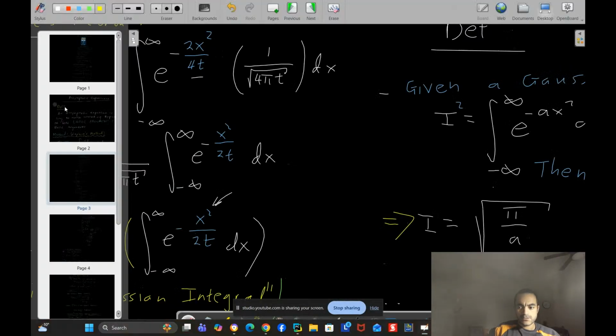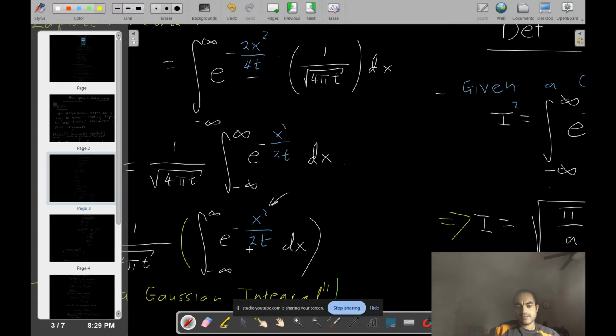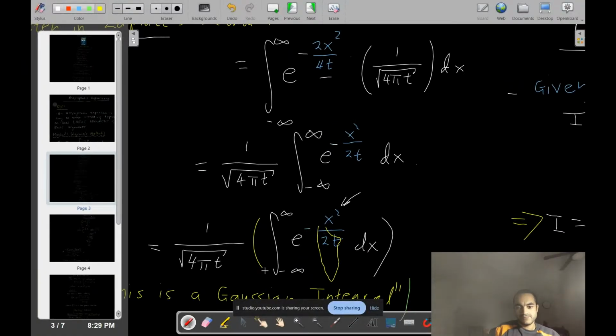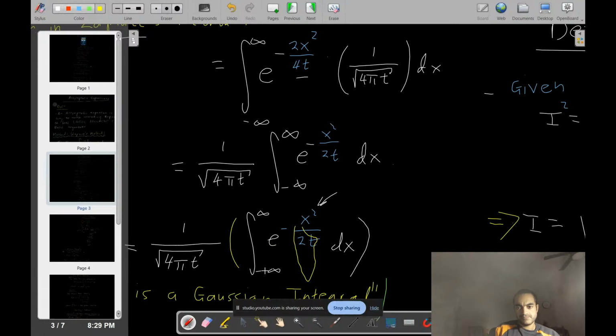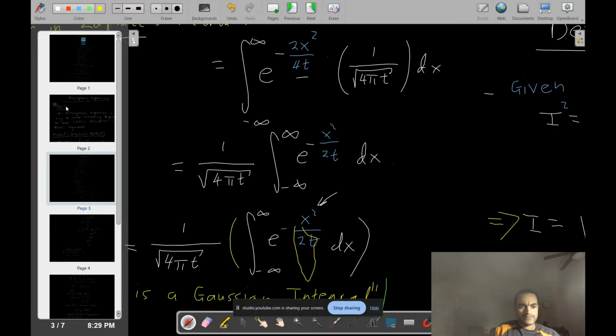Anyone take a guess? Root pi over a. Remember, a in this case is this portion here, that 1 over 2t. Let me see anyone. Okay, so if no one's taking a guess, I'll take a whack at it.